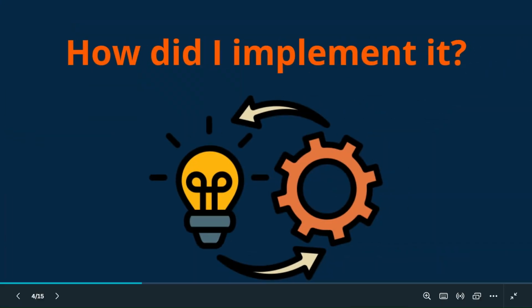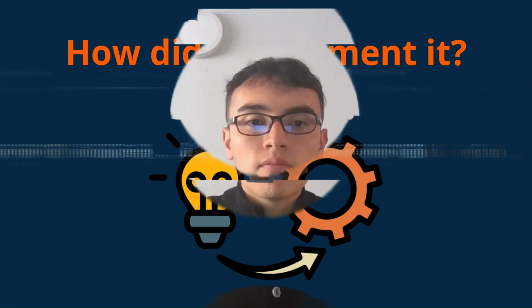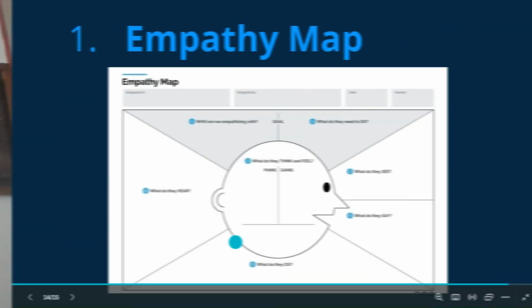How did I implement it? From idea to action. Now, design thinking is a vast world, and it is easy to get lost in all the tools it offers. So, how did I navigate this? Let me show you and reveal the specific tools I use from the wonderful design thinking toolkit.